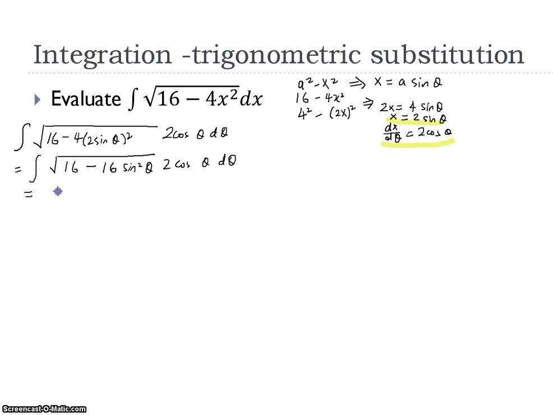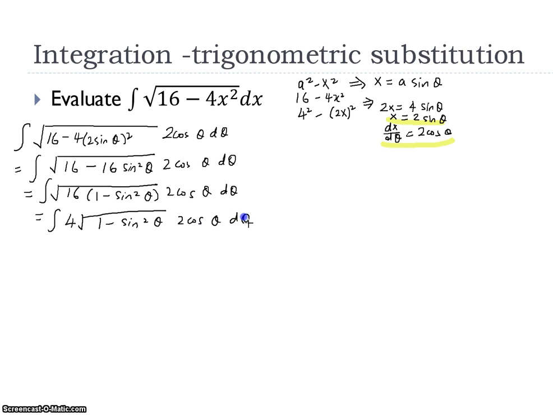We can factorize the 16. So we have 16, 1 subtract sine square theta, 2 cos theta d theta. The square root of 16 is 4, so we can bring out the 4. What we have left in the square root is 1 subtract sine square theta. We know that 1 subtract sine square theta is cos square theta. So if we take the square root of cos square theta, we get cos. Cos multiplied with another cos gives cos square theta. So 4 multiplied by 2 is 8, which we lay outside, d theta.